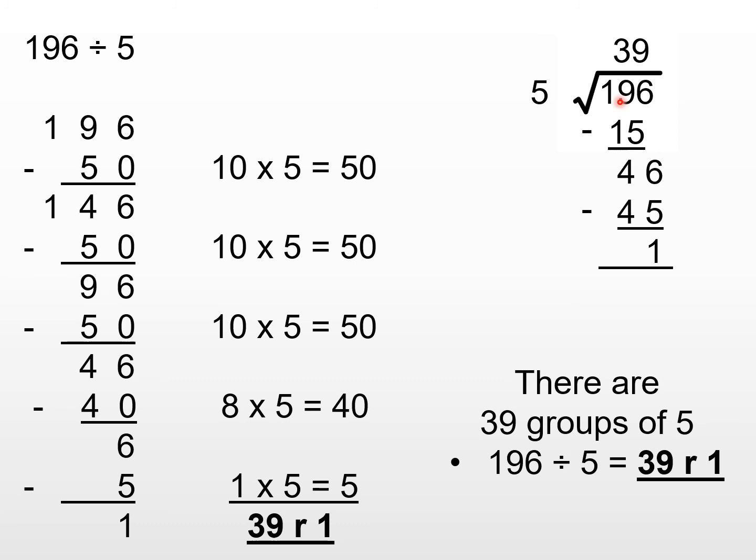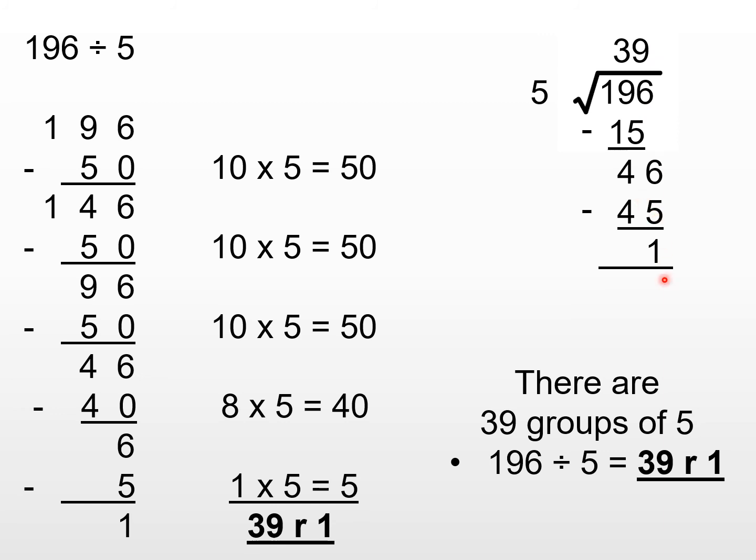19, 5 1s are 5, 5 2s are 10, 5 3s are 15, and 5 4s are 20. 20 is very much big, 5 3s are 15 is the most suitable. I'll write 3 here at the top and 15 at the bottom. Let's minus. 19 minus 15 is 4. And let's drop the 6 down. 5 9s are 45. Let's cancel it.